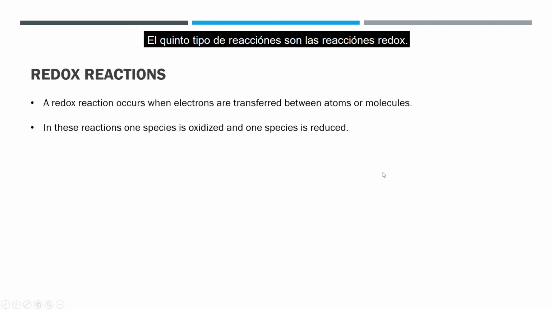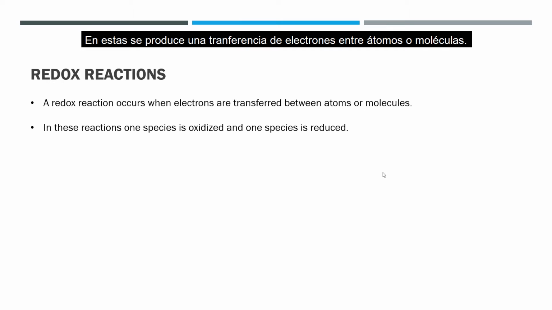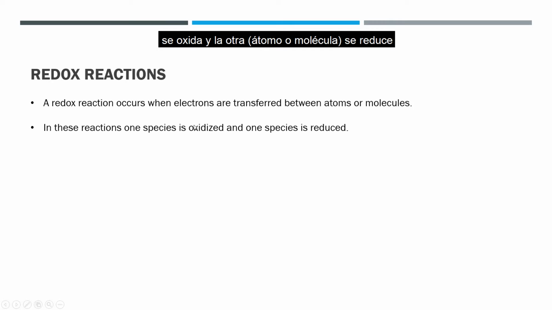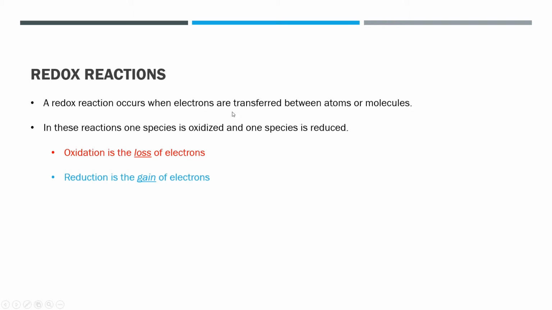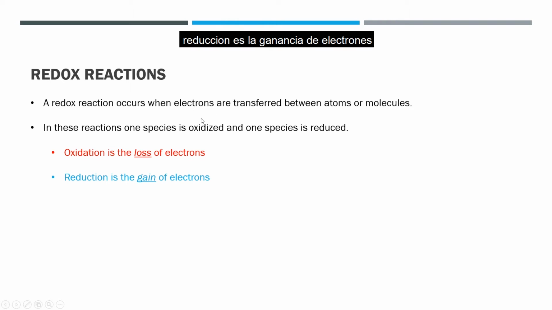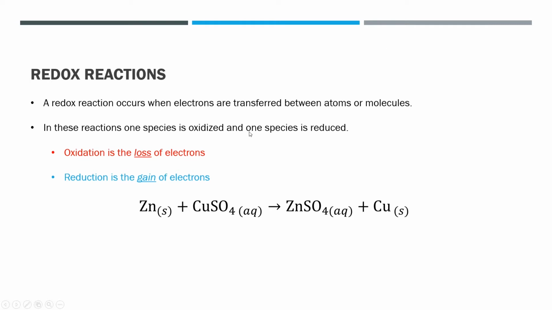The next type of reaction is a redox reaction. A redox reaction occurs when electrons are transferred between atoms or molecules. In these reactions, one species is oxidized and one species is reduced. Oxidation is the loss of electrons, while reduction is the gain of electrons. So now let's look at a simple redox reaction.